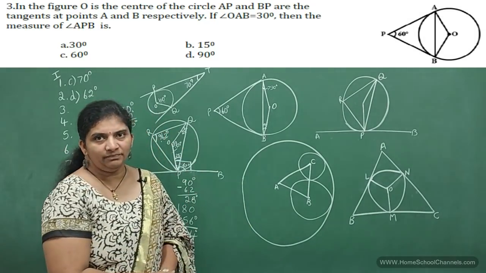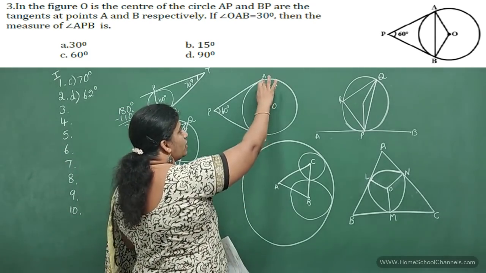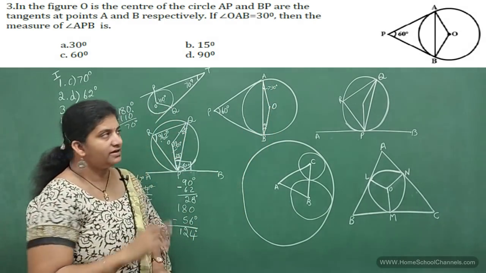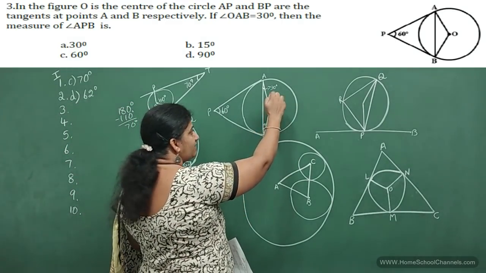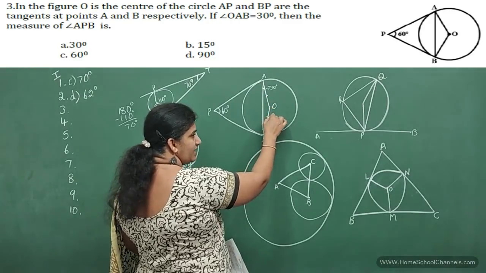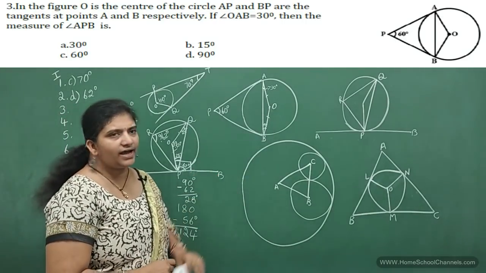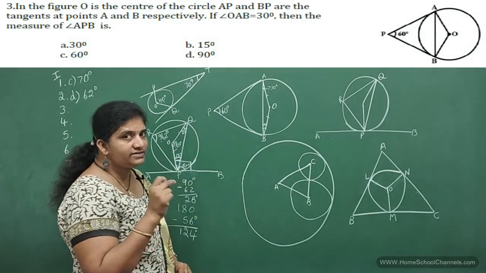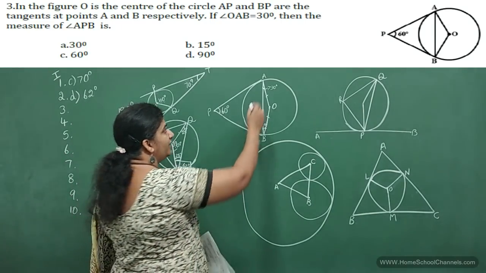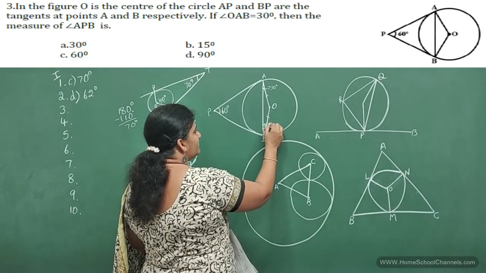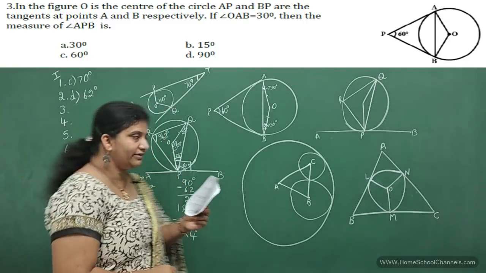To solve this problem, we do not need to bother about the tangents. Observe only the radii. OA and OB are the radii. AB is a chord, right? Both the radii lengths will be equal. If these two sides are equal, then their opposite angles are equal. It looks like a triangle, right? OAB. If two sides are equal, their opposite angles will be equal. According to that, this angle is 30 degrees, then this angle will be 30 degrees. Check for the option. Option A, 30 degrees.